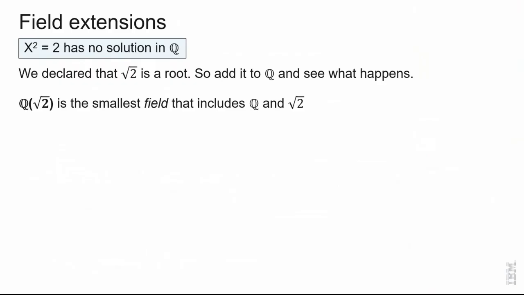Okay, so we had this equation, x squared equals 2, and it didn't have a solution, and we declared, we invented a new number, we call it square root of 2, which is a solution to this equation.